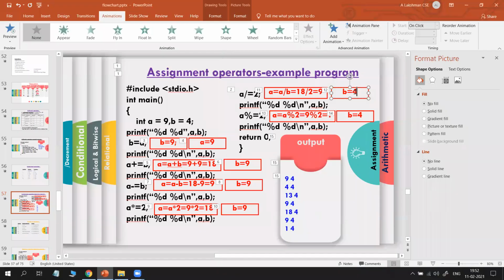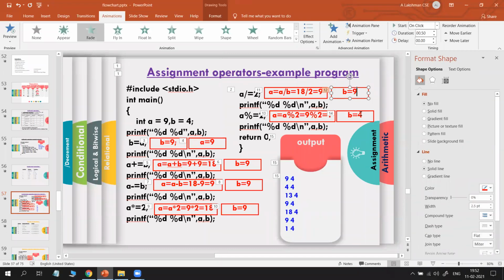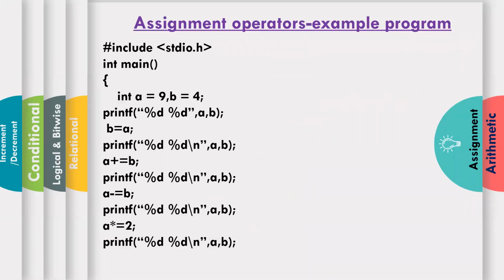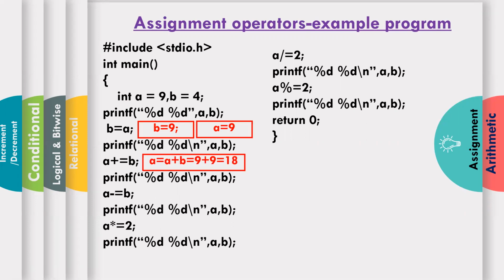So B is 9 only. B is not changed in any case. Okay, so A by 2, so it is nothing but 9. Okay, so the output will be changed. Don't worry, we will cover that output. I will tell you in the program.